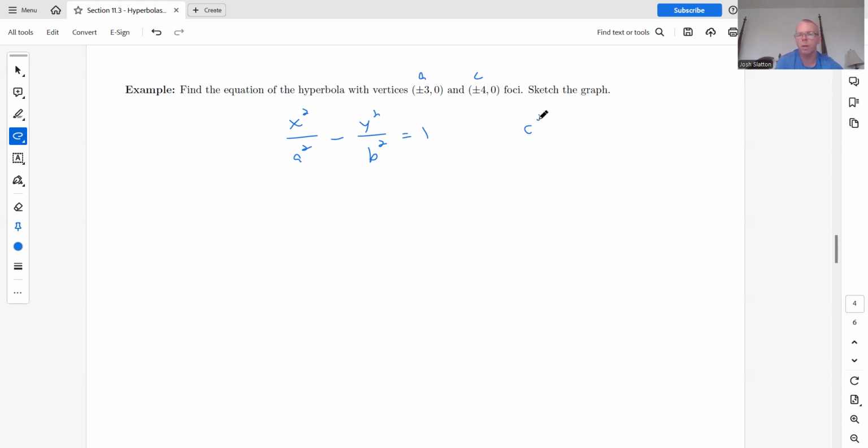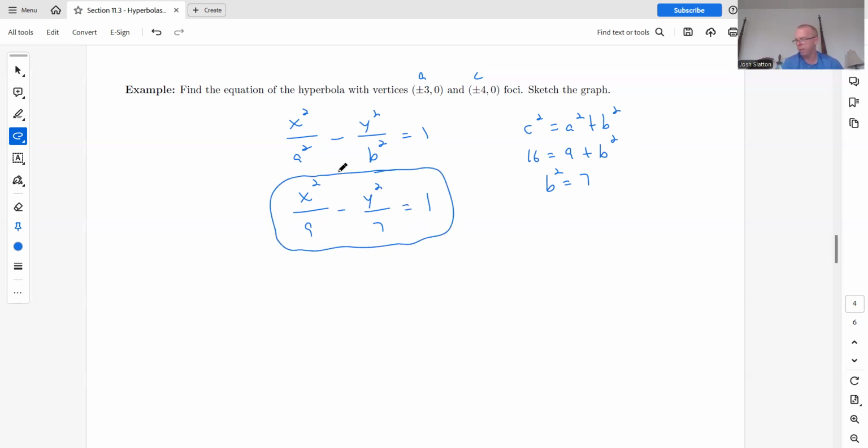So c squared is a squared plus b squared. So we have 16 equals 9 plus b squared, and so b squared is going to be 7. So we have x squared over 9 minus y squared over 7 equals 1. And there is our equation. And so that's really all you got to do.